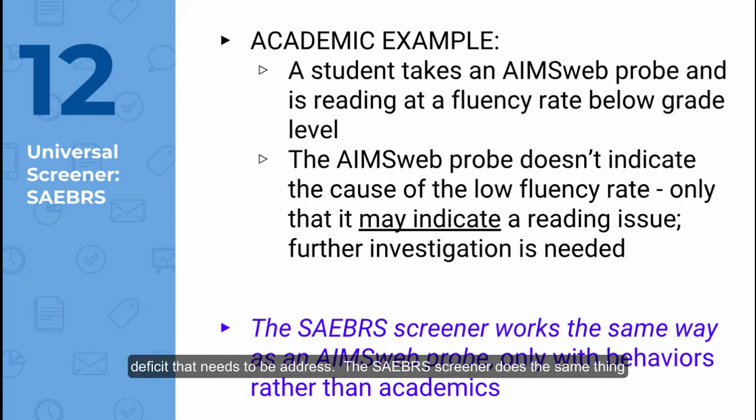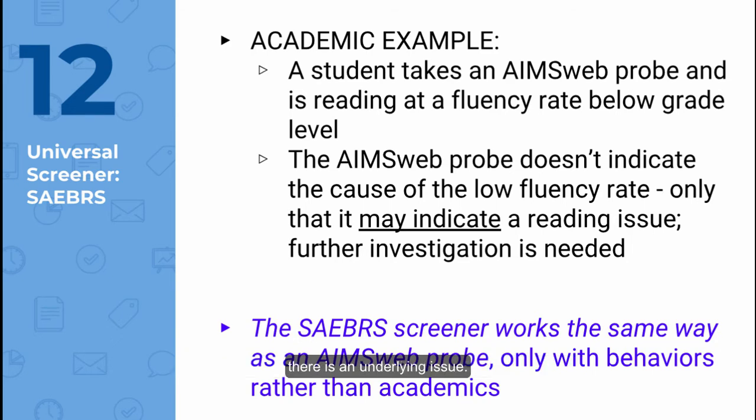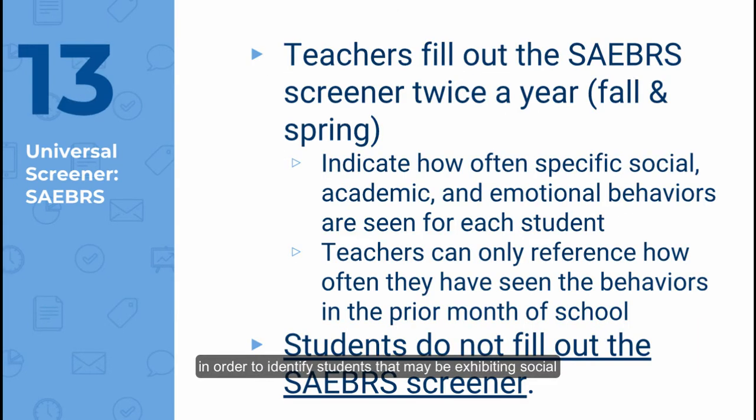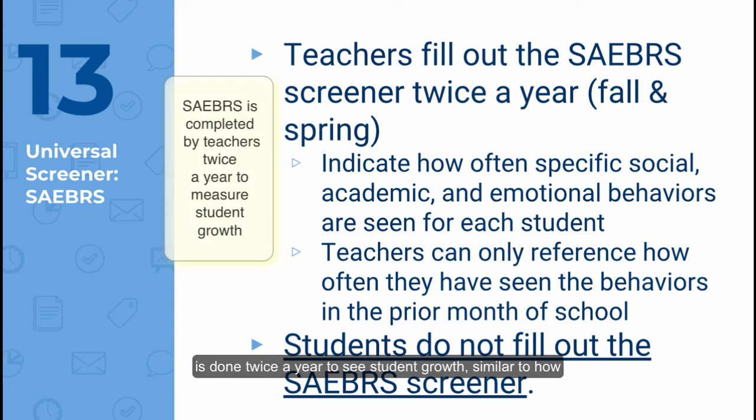The SAEBRS screener does the same thing as the AIMSweb probe does. Indicate that a problem may exist, but more investigation and information is needed to determine if there is an underlying issue. In order to identify students that may be exhibiting a social or emotional need, teachers fill out the SAEBRS screener. This is done twice a year to see student growth, similar to how MAP growth testing is done multiple times a year.